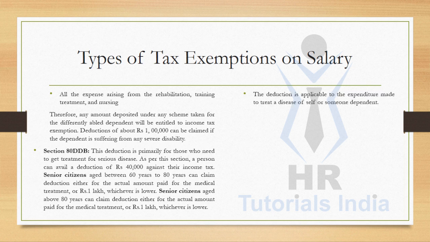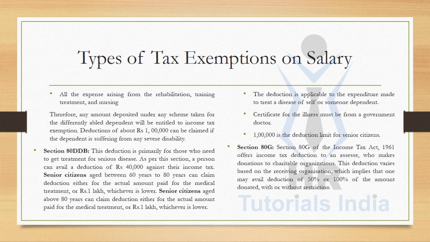Deduction is applicable for expenditure made for treatment of a disease for self or someone dependent. Certificate for illness must be from a government doctor. 1 lakh rupees is the deduction limit for senior citizens. These are the conditions to avail the tax exemption under Section 80DDB. That is, the deduction is applicable for the expenditure made on the treatment for the disease of self or someone dependent, and the certificate of illness must be issued by the government doctor. And finally, Rs 1 lakh is the deduction limit for senior citizens.